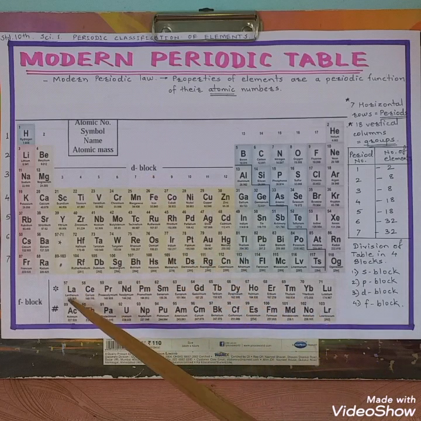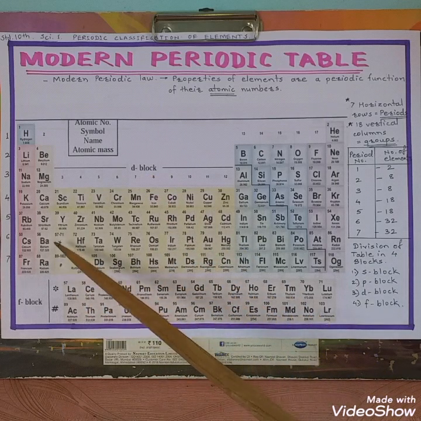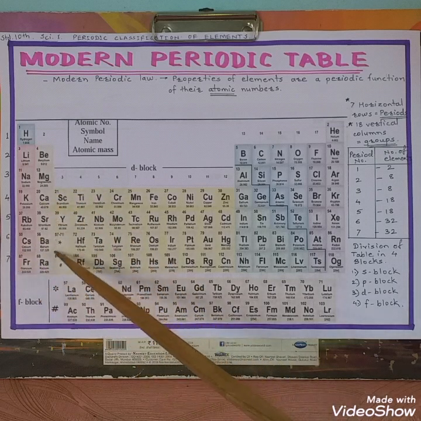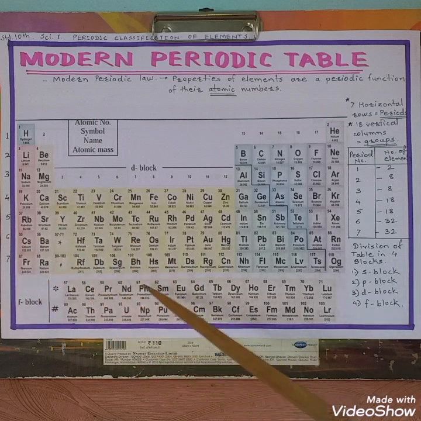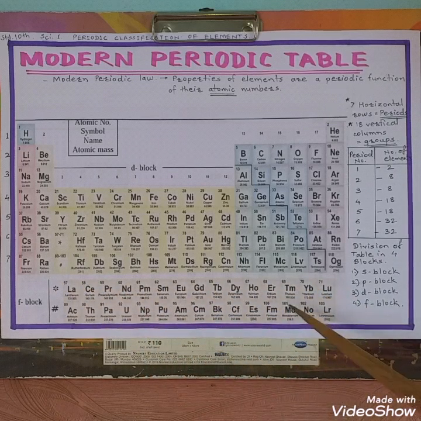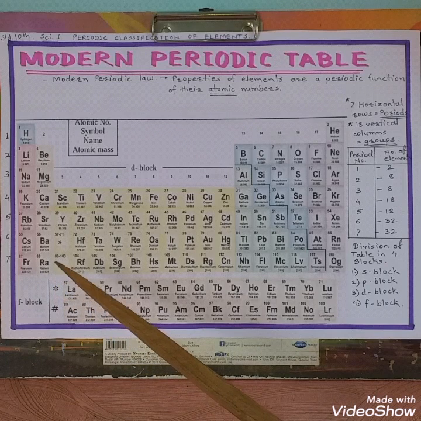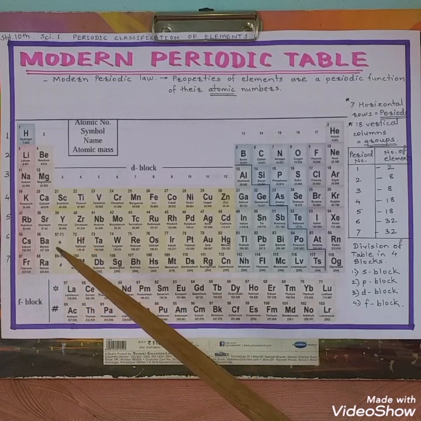And these two lines from group number 3, period number 6 and period number 7, these elements are considered into the lanthanides and actinides, but both are considered into the F block. Now, what is the meaning of all these blocks that we will see here?